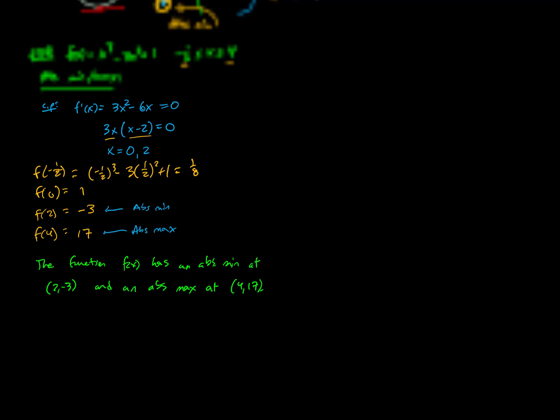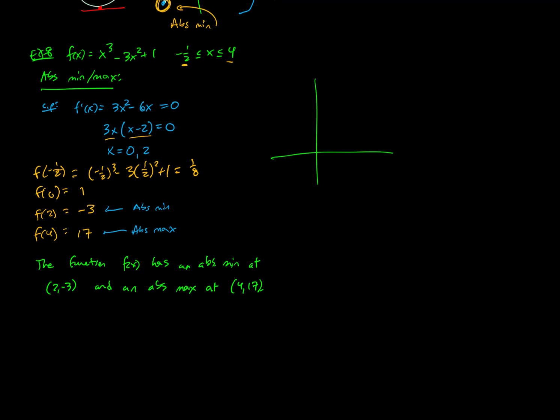If we're going to graph this function, it would look something like this. We're going from -1/2 and we hit 1/8, so we're very low. At 0 we hit 1, so up here. At 2 we hit -3, and at 4 we hit 17. If you're just going to draw it, it's a polynomial, so it's smooth. It's going to do something kind of like this. Then when I see this, I can see here's my absolute min, and here's my absolute max.